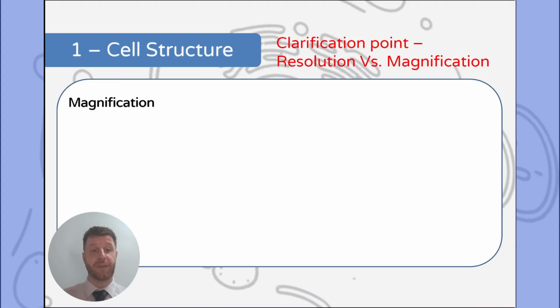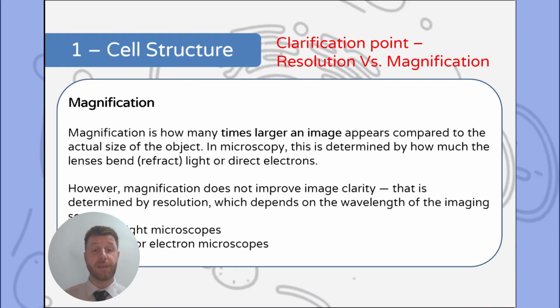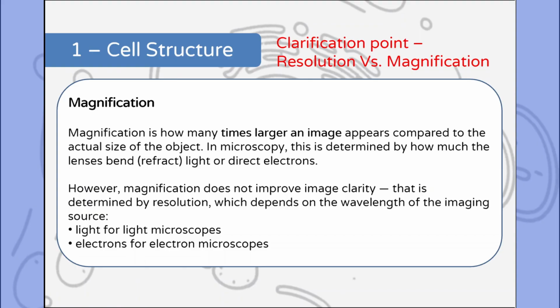First of all, magnification. This is probably something you remember from my GCSE. Magnification is how many times larger an image appears when compared to the actual size of the object. Basically, when you're using a microscope, you're enlarging what you see. So when you say magnifying, it's how much bigger the picture is than in real life.